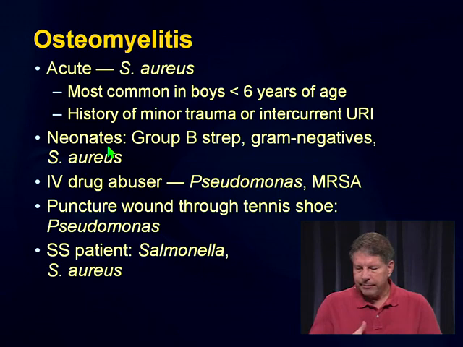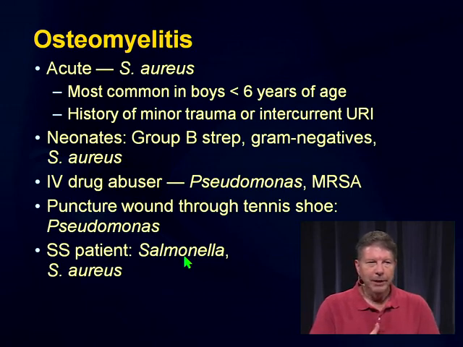Osteomyelitis. Okay, most common thing is going to be Staph aureus, Staph aureus, Staph aureus, except if you get into a few things. So a neonate, remember we worry about group B strep here. And again, you can get Staph aureus, but group B strep. If it's an IV drug abusing adolescent, Pseudomonas, MRSA, the puncture wound through the tennis shoe, and then sickle cell patients, the number one thing is Salmonella.